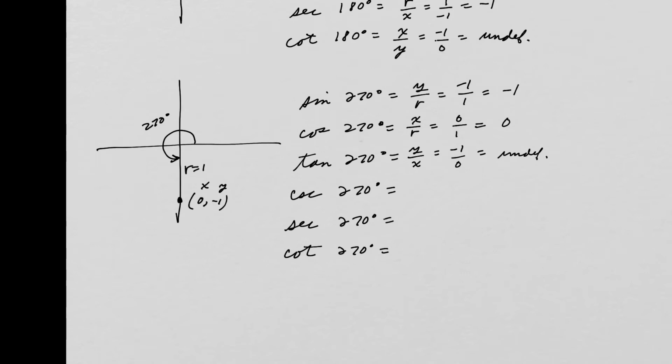Cosecant is 1 over sine, so that's going to be r over y. So that'll be 1 over negative 1, which is negative 1. Secant is r over x, right? It's the same as 1 over cosine, so r over x. So this will be 1 over 0. This is undefined. And cotangent is 1 over tangent, so this is going to be x over y. So that'll be what? 0 over negative 1, which is 0. Right? So really, the important ones to know, again, are just sine and cosine. If you know sine and cosine, you can work out all the other ones.